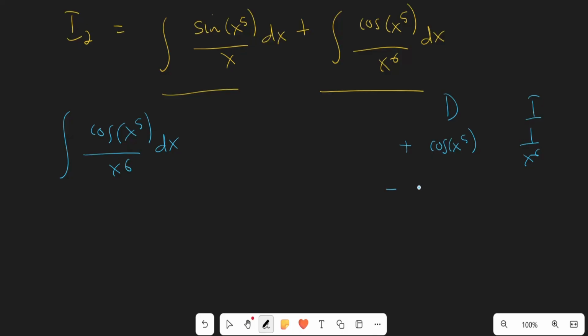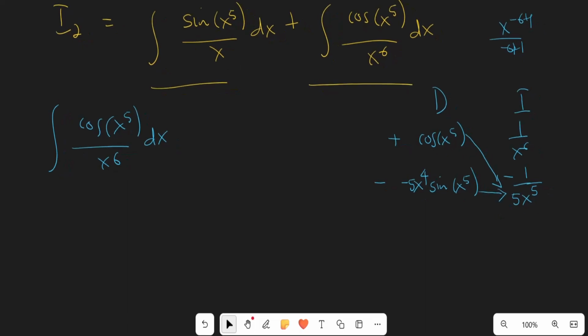Differentiating this one is going to be negative 5x raised to the power 4 sine of x raised to the power 5. And integrating this, that's x raised to the power negative 6 plus 1 over negative 6 plus 1. So that becomes negative 1 all over 5x raised to the power 5, like this. So we will multiply terms diagonally. We don't need to take the integral, but we will multiply terms horizontally. We have to take the integral.